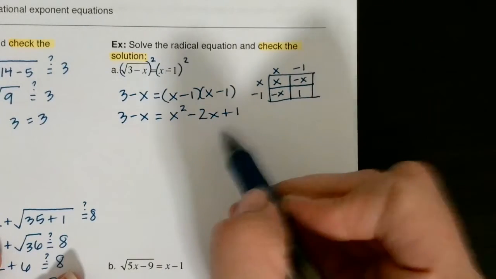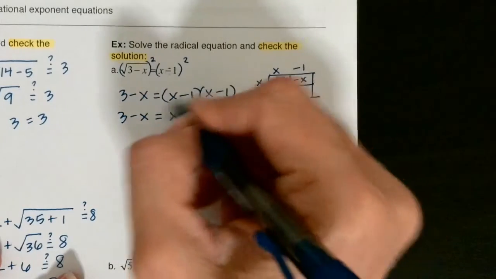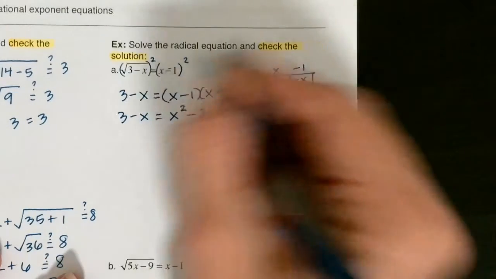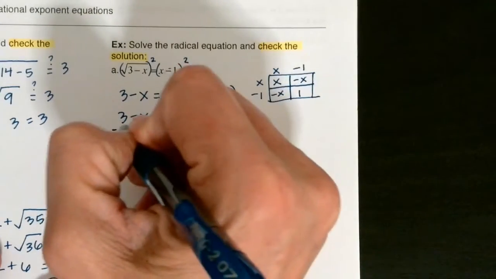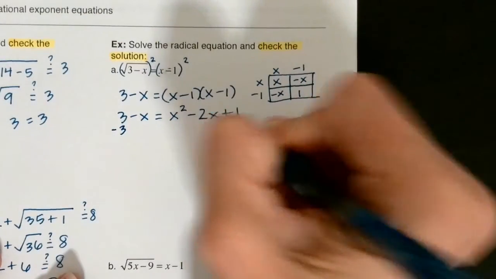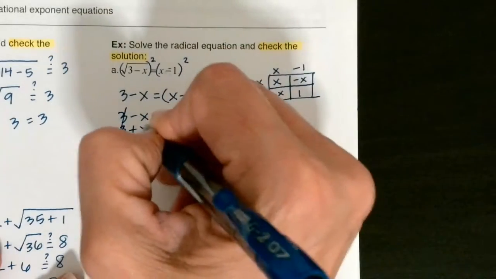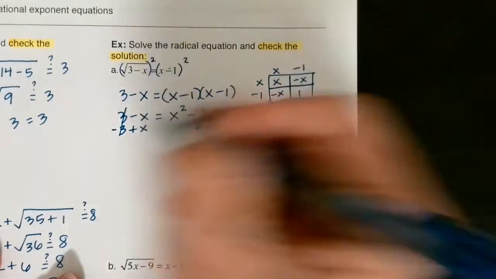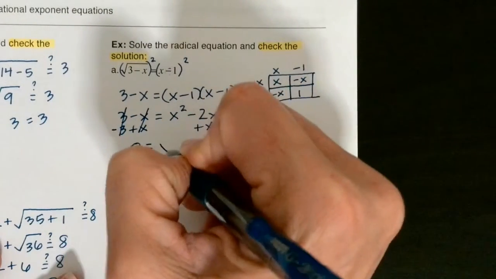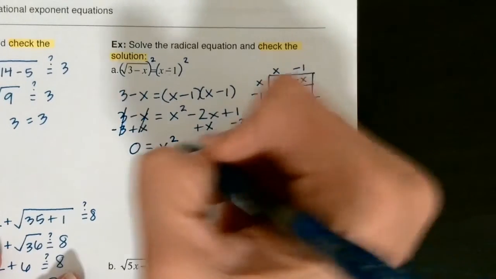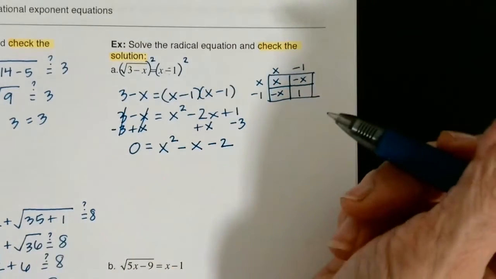So that allows us to get x squared minus 2x plus 1. And then because I have a square, I'm going to get everything away from the other side so that it can equal 0. So subtract 3. And I'm subtracting 3 because I want that to cancel out. So they have to be opposite signs. And then I'm going to add x. Okay? So then I get 0 equals x squared. And negative 2 and positive 1 makes negative 1. And then 1 and negative 3 makes negative 2.